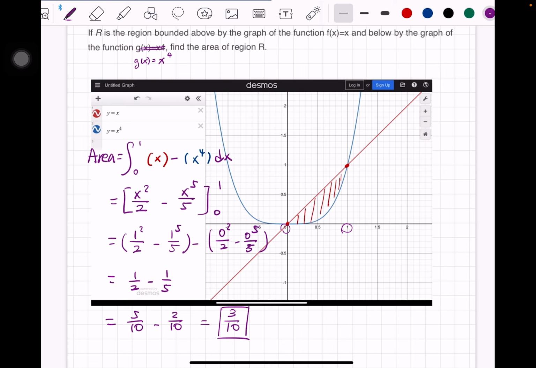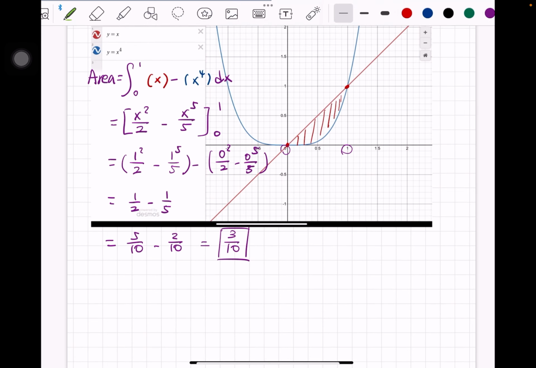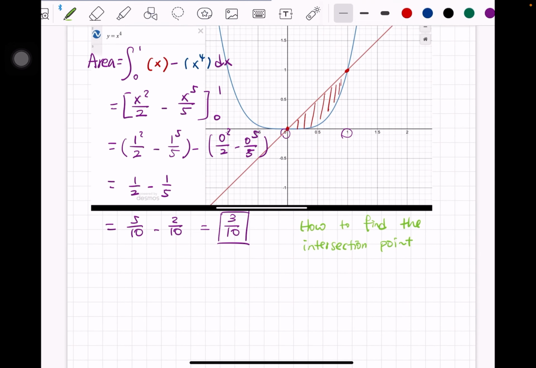Then just in case you do not have the decimal, or you want to draw them by yourself, you do not know where they intersect, you cannot see them, then you have to calculate where the intersections are. To find it, you're going to set the two equations equal to each other. So for this case, it's going to be x equals x to the 4th.